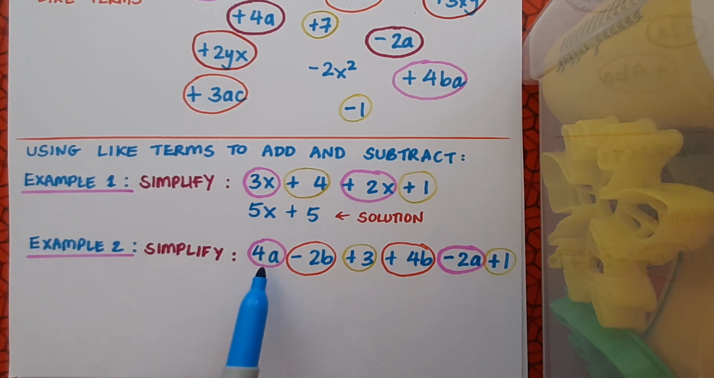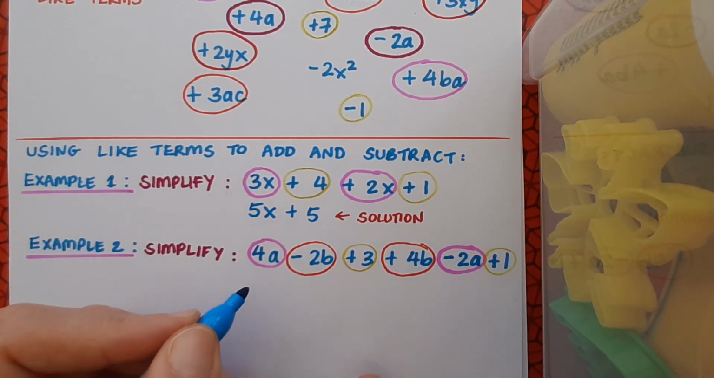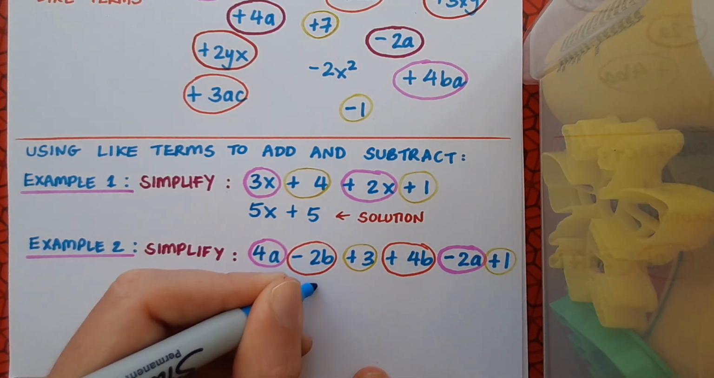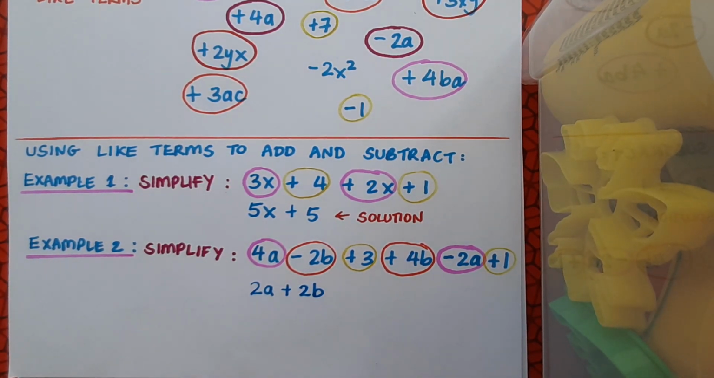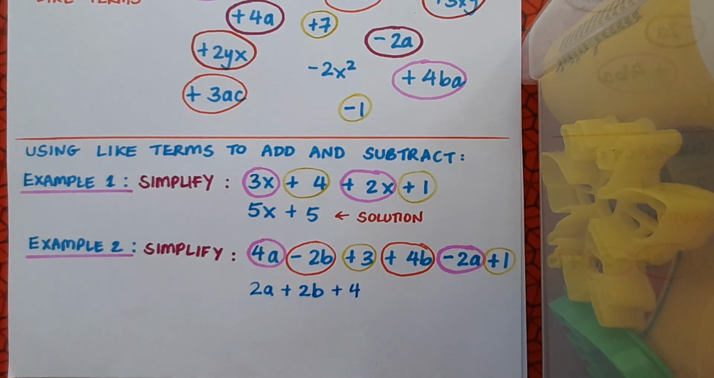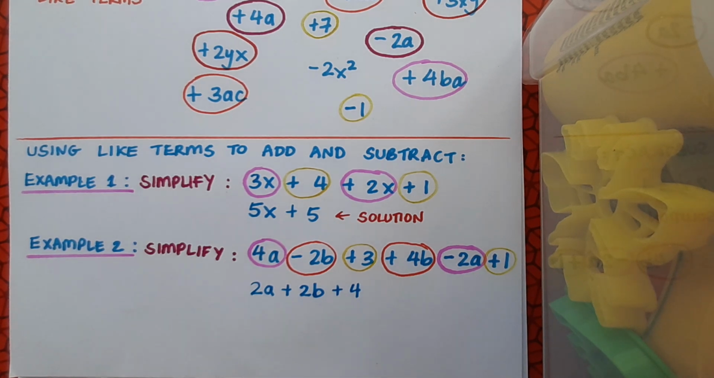Okay, so this time I've got 4a minus 2a. I'm going to look at the coefficients. 4 minus 2 is 2. So I'm going to say 2a for those two terms. Then I've got minus 2b plus 4b. Again, it's the coefficients that will do the work. So minus 2 plus 4 is going to give me plus 2. Don't forget to put the variable at the end. It's plus 2b. And finally, plus 3 plus 1 is going to give me plus 4. And this is my simplified expression. Don't forget to put your signs in between your terms.